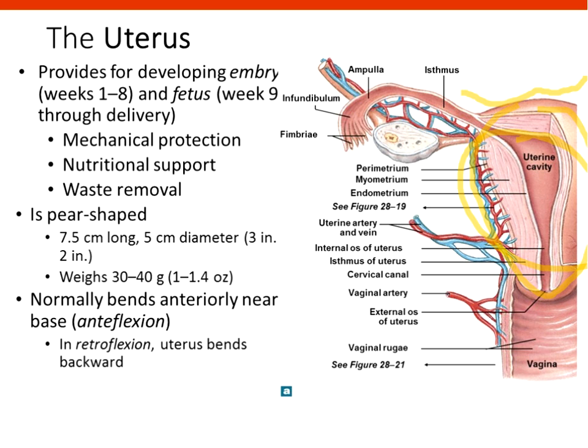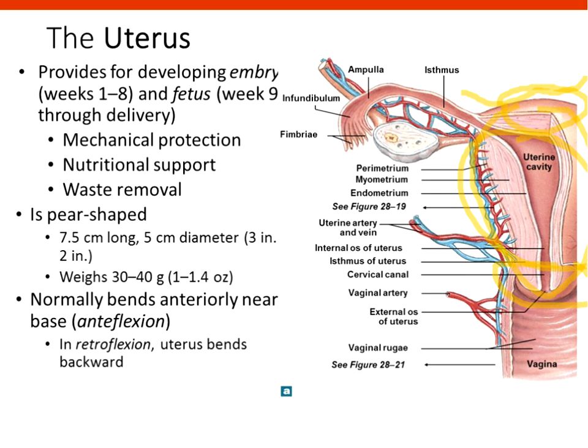The body is most of this, whereas the anatomical feature up here is the fundus, and the part that juts into the vagina is known as the cervix. The uterus is here to help implant and provide mechanical protection, nutritional support, and waste removal for that fetus, because it's going to get its blood, its oxygen, its glucose from mom, and it's going to give mom its carbon dioxide, its nitrogenous waste, and all of that stuff as well.